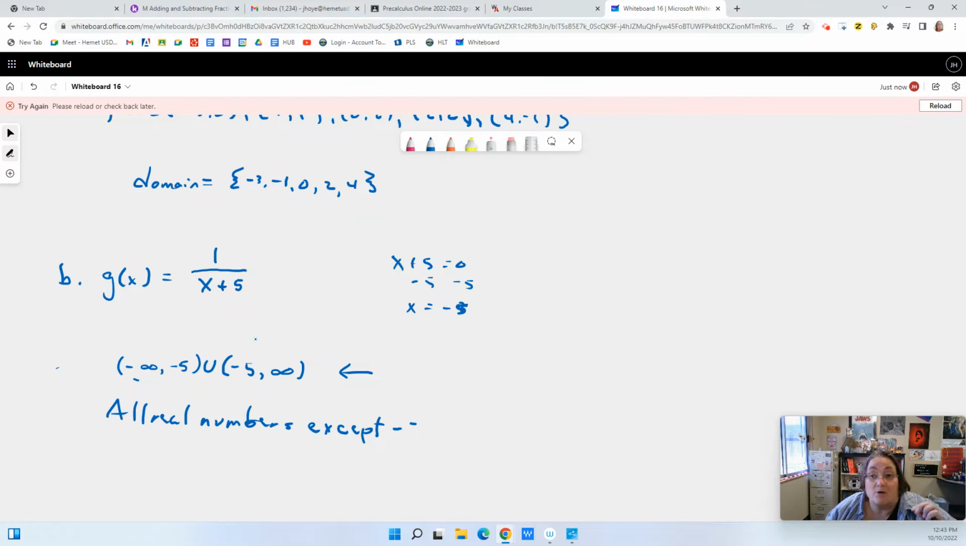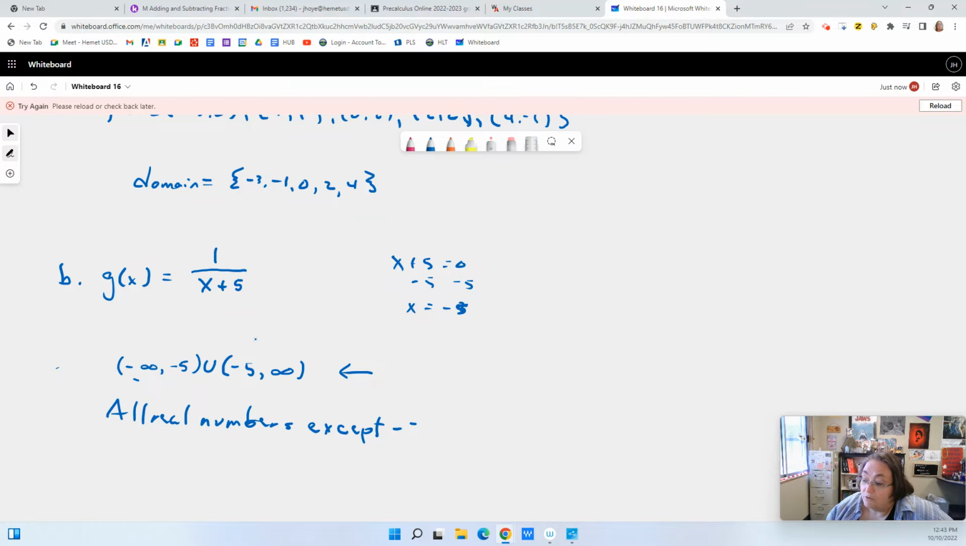And all it says is that we're not including -5 because we cannot divide by 0, because it will clearly disrupt the space-time continuum. If we did it, none of us would exist anymore.